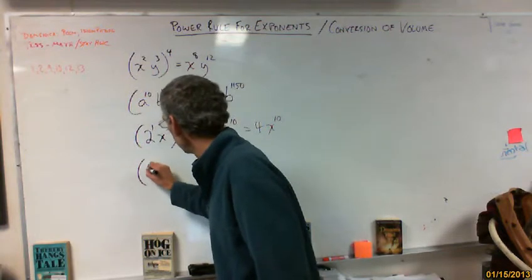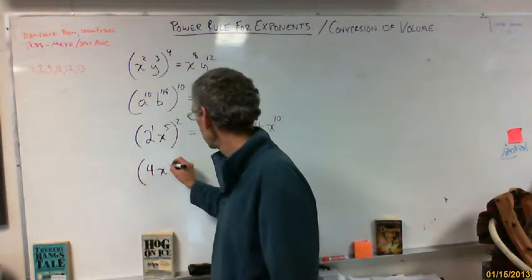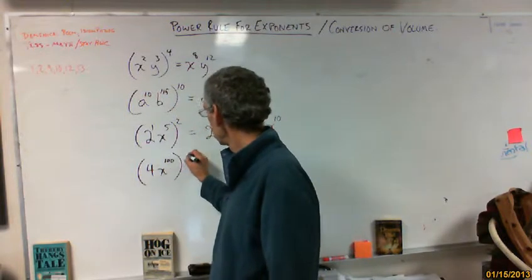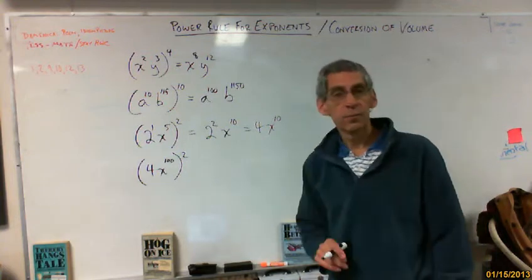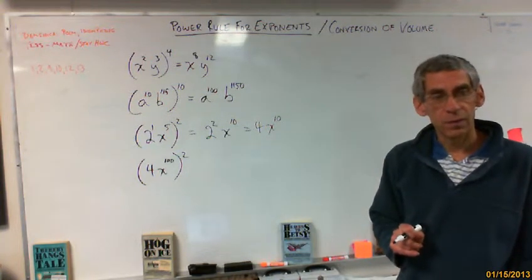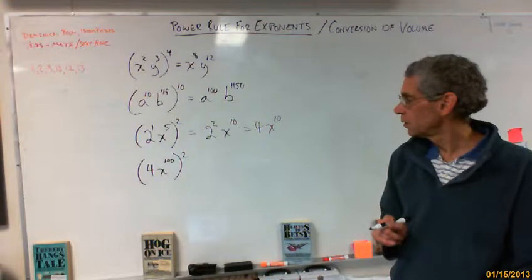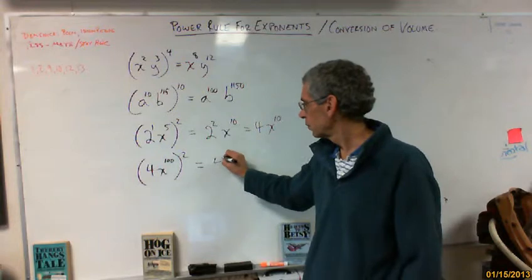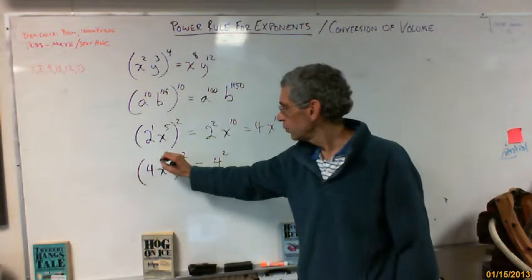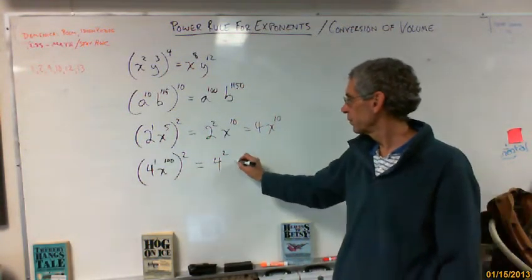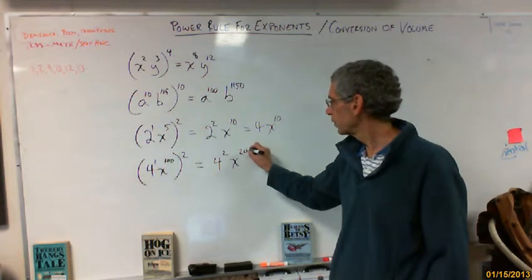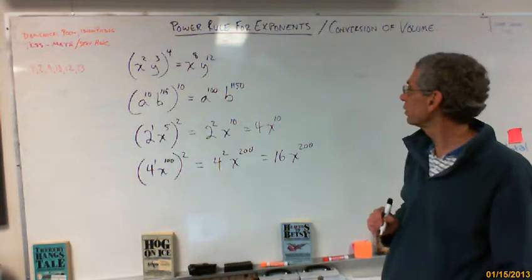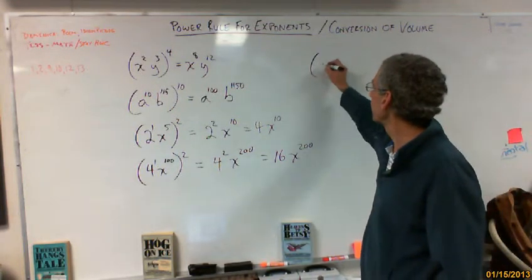So what would this one be? 4x to the 100 squared. What would it be? It would equal 4 to the second, okay, because there was a 1 there. Right? x to the 200. Yes, good. Which would equal 16x to the 200.